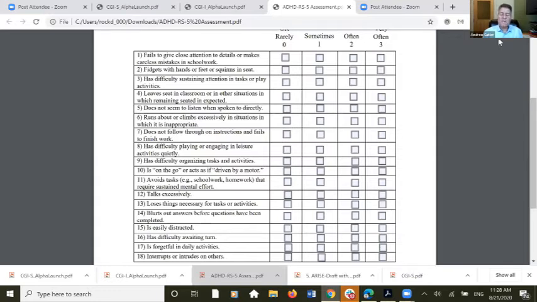Item 17, forgetful in daily activities. And one of the probes I use is absent-minded or forgetful. Do they forget what they were supposed to do? Do they forget to bring something with them? This is a big one. Do they forget to bring things home from school, or bring something from home to school? That can be a big one. That can be a backpack, a book, a schoolwork assignment, their lunch money, a permission slip, things like that.